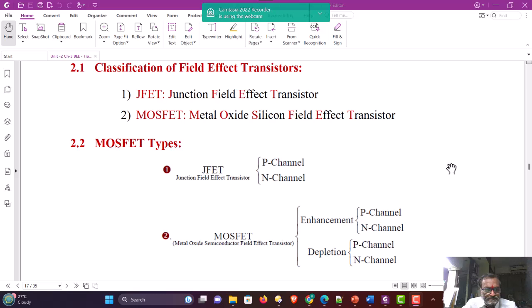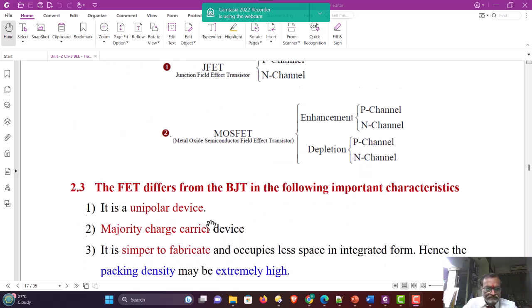MOSFET types. Here the following figure indicates the classification. Junction field effect transistors have two types: P channel and N channel JFET. Whereas MOSFET has two subtypes: enhancement type of MOSFET and depletion type of MOSFET. Under both the categories, there are P channel devices and N channel devices.